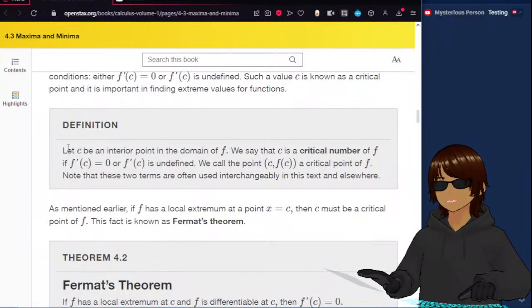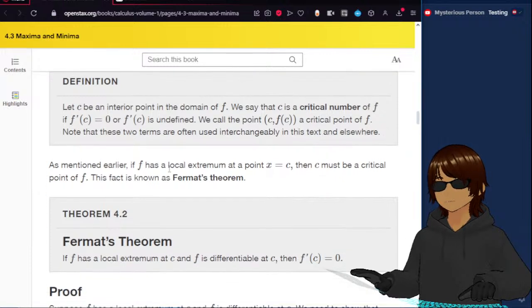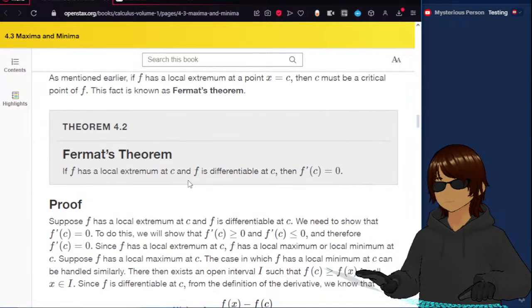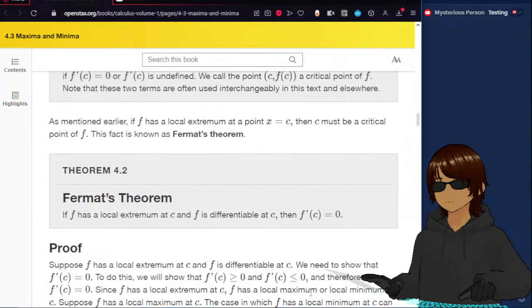Let C be an interior point in the domain of f. We say C is a critical number of f if the derivative is 0 or the derivative is undefined. We call the point a critical point. If f has a local extremum at x equals C, then C must be a critical point of f. This is known as Fermat's theorem. If it's differentiable, then the derivative would be 0. If not, then it would be undefined.